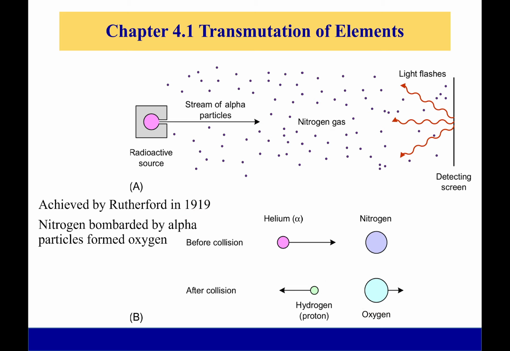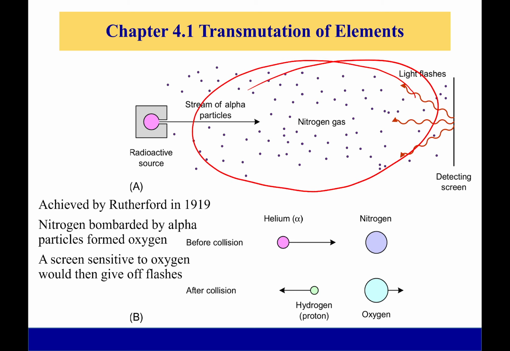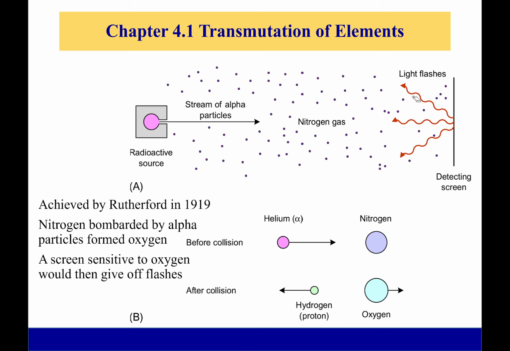Now the cool thing about this was he was able to tell that this happened because he had a screen which was very, very sensitive to oxygen. It would give off flashes of light whenever oxygen hit it. So if he has only nitrogen gas here, no oxygen, it won't give off any light. But when he sends that stream of particles into there, it did give off light. So he knew that he was actually causing the nitrogen to change into oxygen through these collisions.